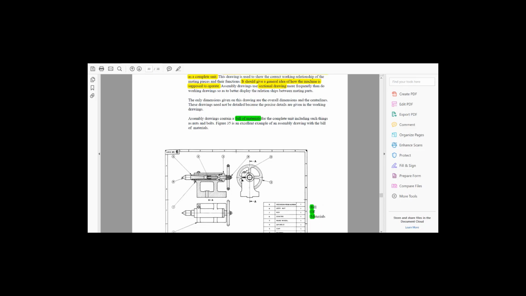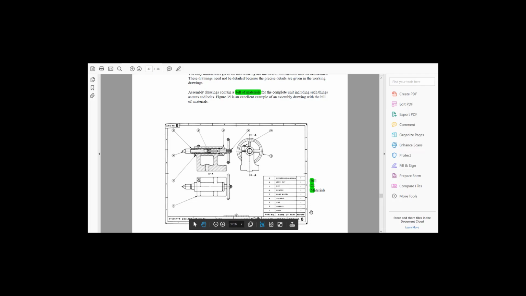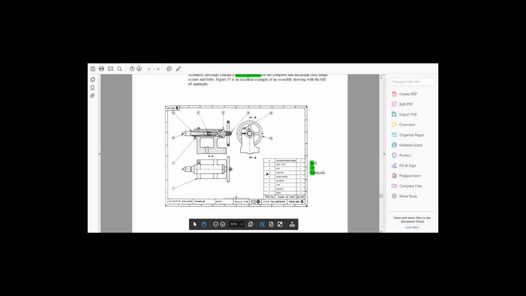And as you see, this particular assembly drawing has a bill of material. You will hear BOM. So that means a bill of material. And according to these drawings, all the materials are listed in this block down here. So again, that bill of material is right above the title block.